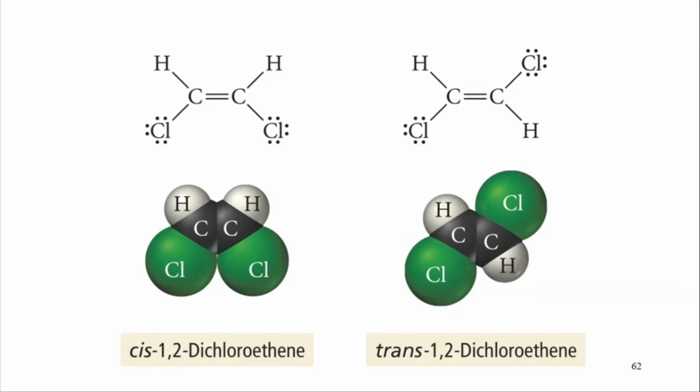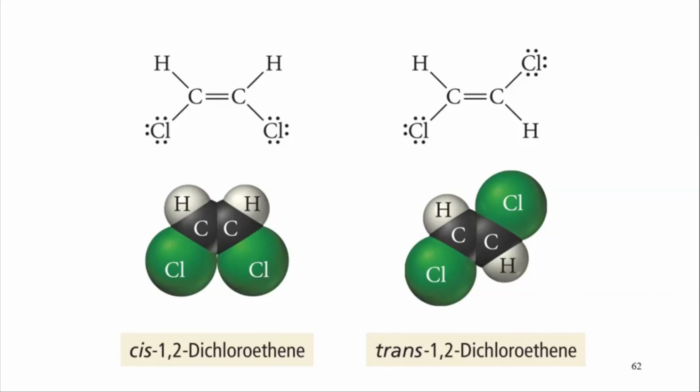And therefore, these two compounds have the same formula. They have the same atom-to-atom connections, but they have different orientations in space. We call these geometric isomers. Isomer means compounds that have the same formula but different structure. In this case, the difference in structure is geometric. It has to do with how they're oriented in space.